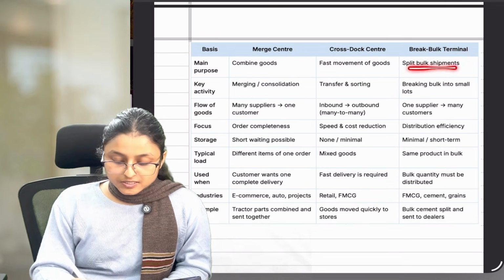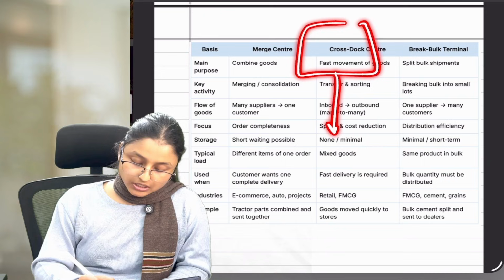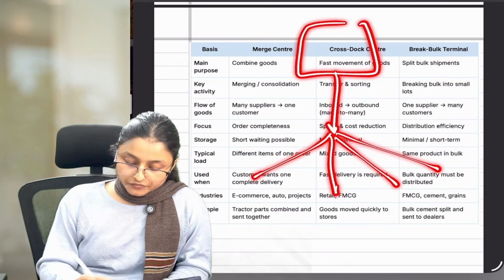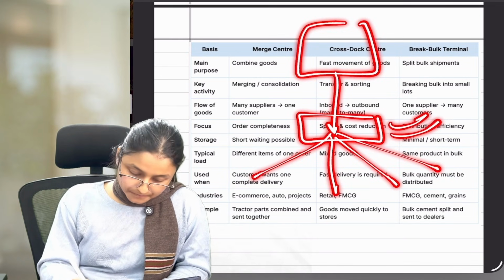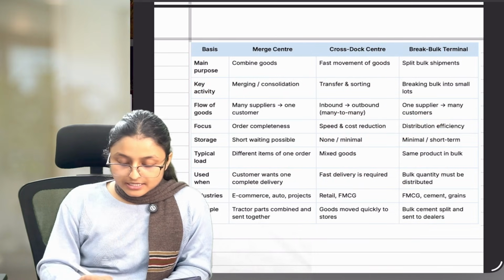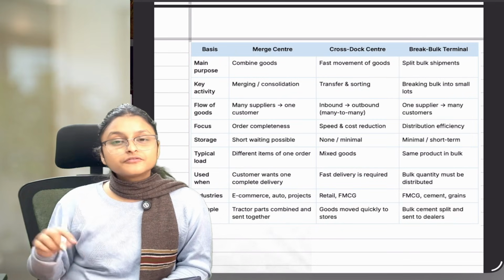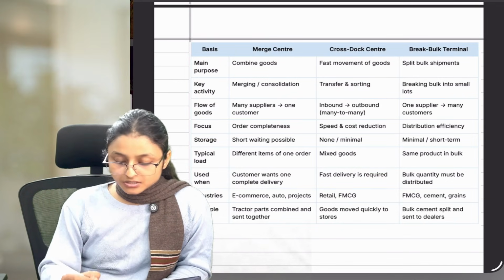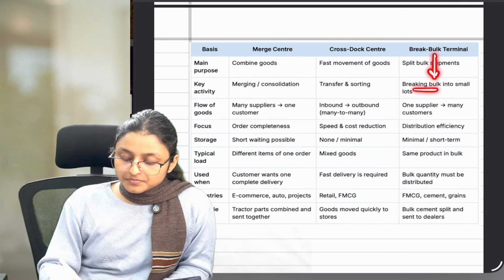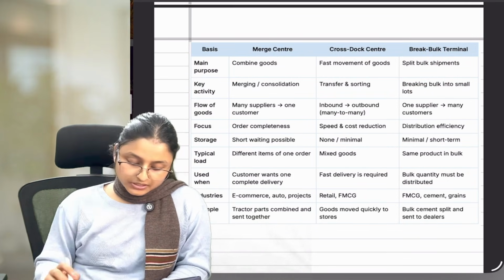Break bulk terminal: split bulk shipment. So a bulk shipment comes from warehouse and now it is broken into different parts in this break bulk terminal. Key activity here is merging and consolidating products. Here we transfer the product and sort them according to requirements of the different retailers or manufacturers. And break bulk into small lots.